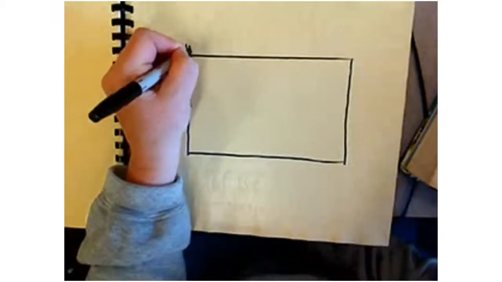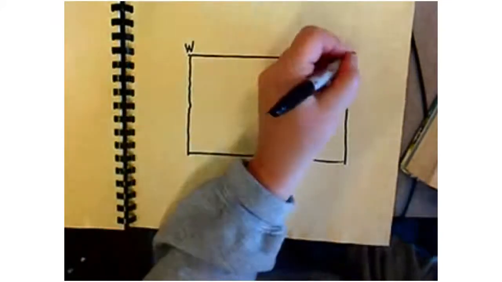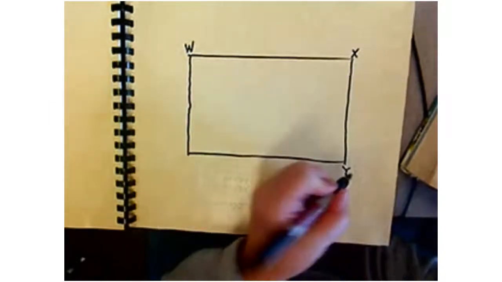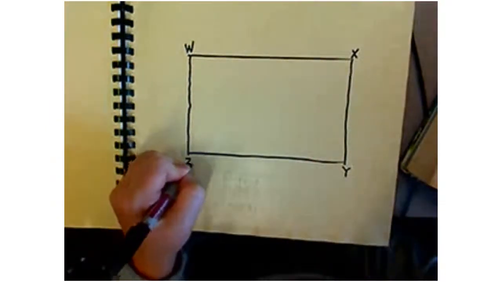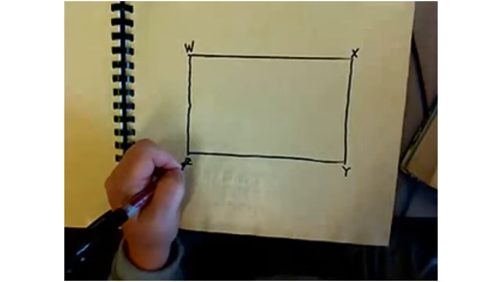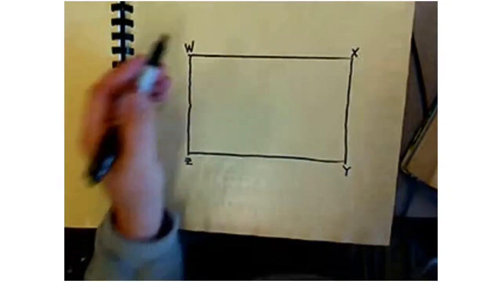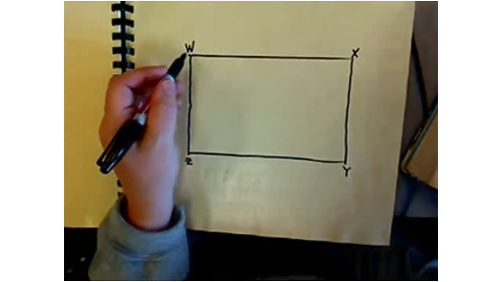So W is your top left vertex, X is your top right vertex, Y is your bottom right vertex, and Z is your bottom left vertex. It says name all pairs of consecutive sides. So we'd start at W and start naming your pairs of consecutive sides. There's many of them. I want to pause and try to do it and then see what you end up with.